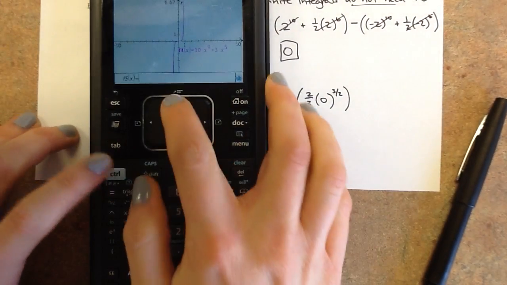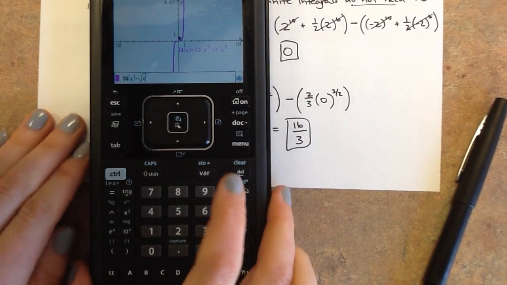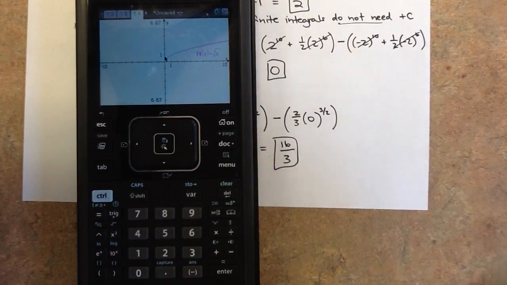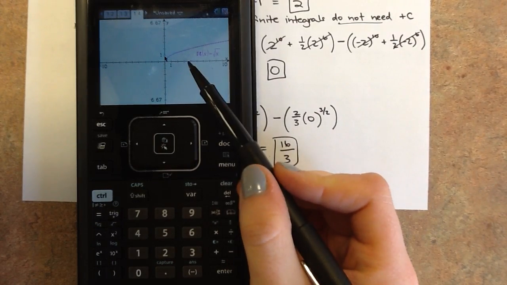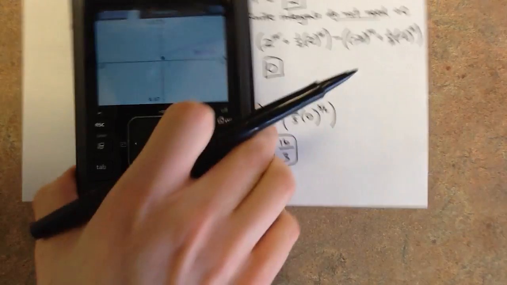So let me show you this. Switch out the function that I just gave you, just for the square root of x. So the square root of x is entirely above the x-axis. We're going from 0 to 4, so that means the area that we accumulated was an area of 16/3.